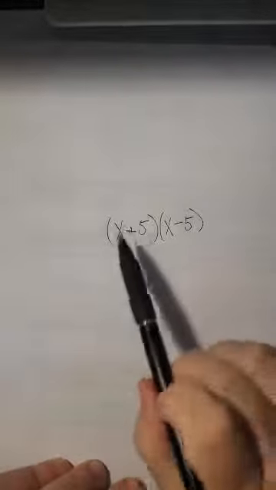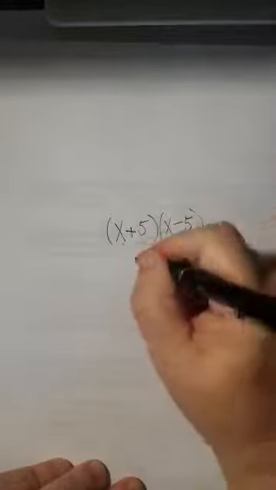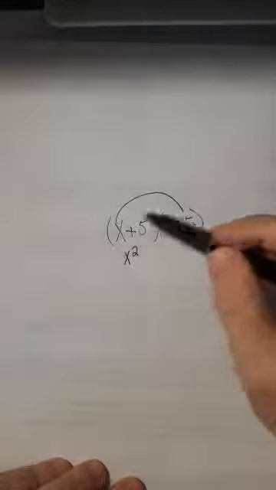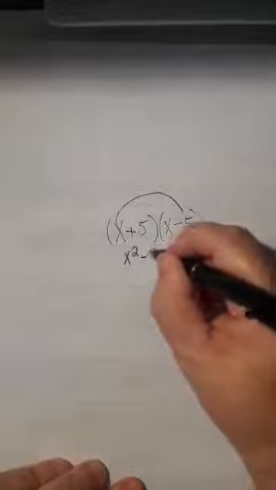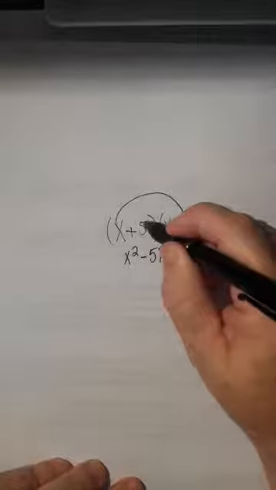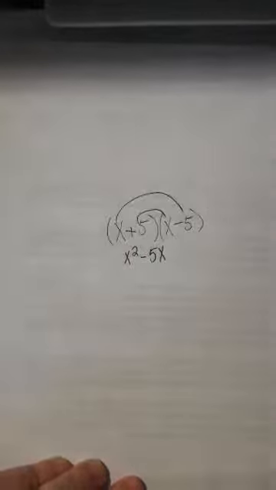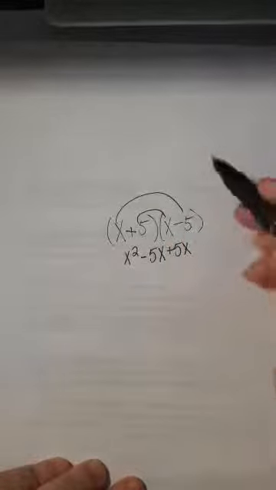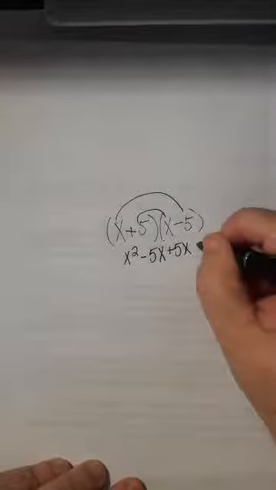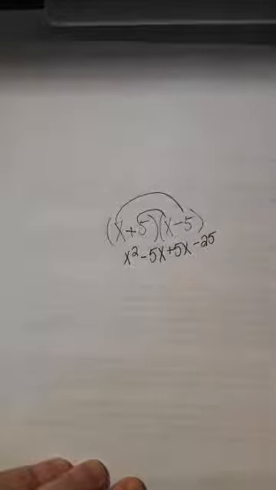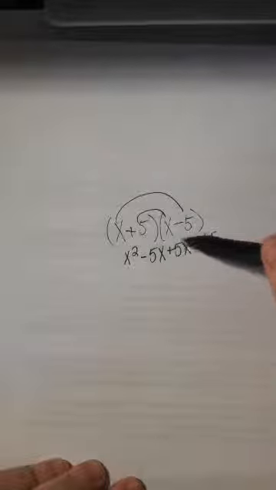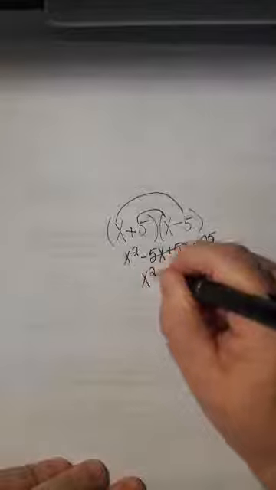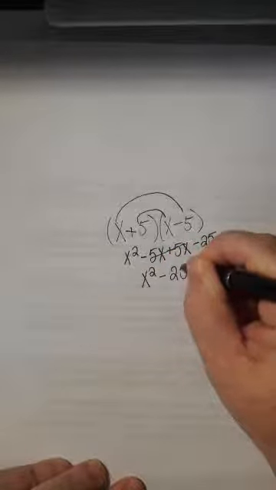Well, remember, when you do first times first, you're going to get x to the second. When you multiply the outsides together, x times negative 5, you get negative 5x. When you multiply the insides together, 5 times x, you get a positive 5x. And when you multiply the last times the last, you get minus 25. So the negative 5x plus 5x cancel out, and you get x to the second minus 25.